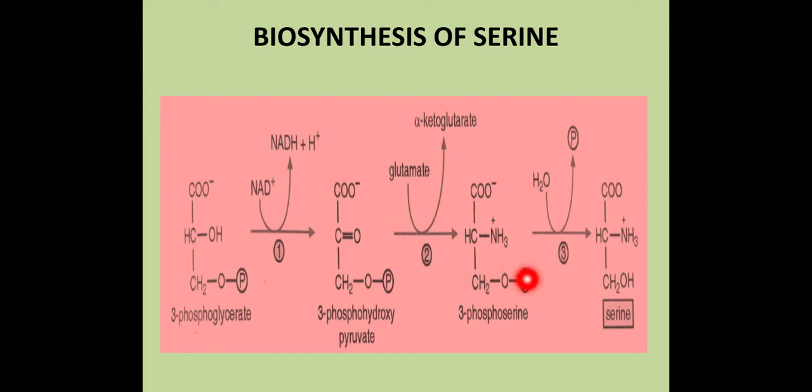In the third and the last step, the 3-phosphoserine is converted to serine by the enzyme phosphoserine phosphatase, which hydrolyzes this phosphoryl group attached in the 3-phosphoserine and forms the serine. As a result, the serine is produced from 3-phosphoglycerate by a three-step reaction.